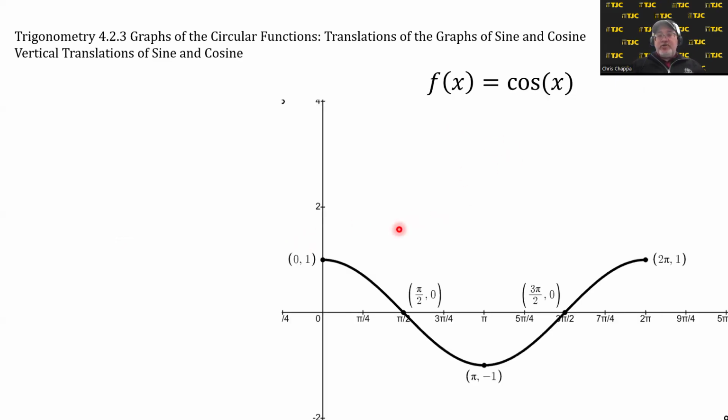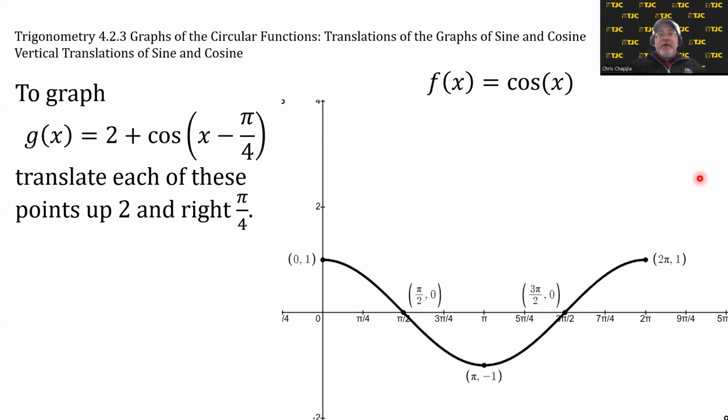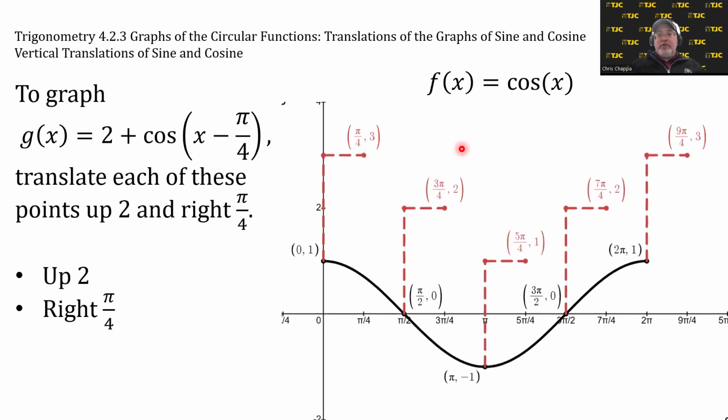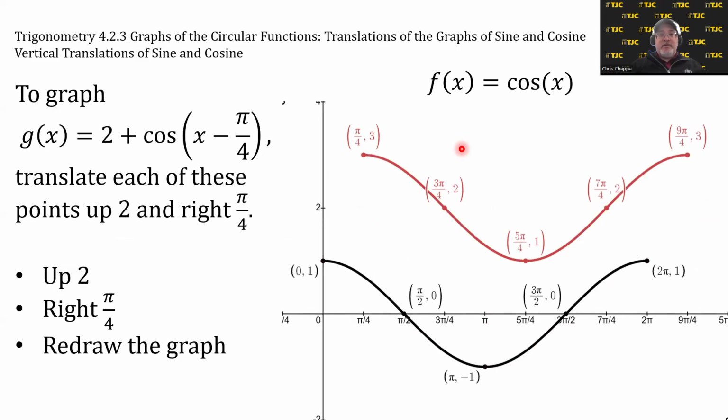So here's the graph of the cosine with its quarter period points labeled. To graph the new function, we translate each of these points up 2 and to the right pi over 4. Up 2, to the right pi over 4. Reconnect, and we have our graph. It's pretty straightforward. Just got to have a good graph to start with and good points to move around.